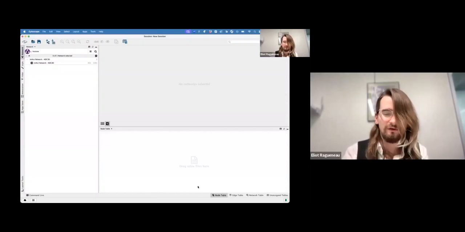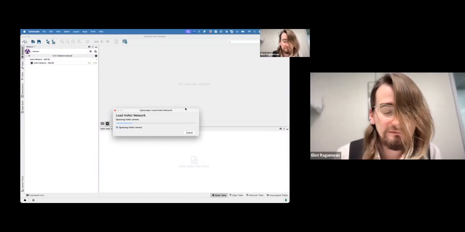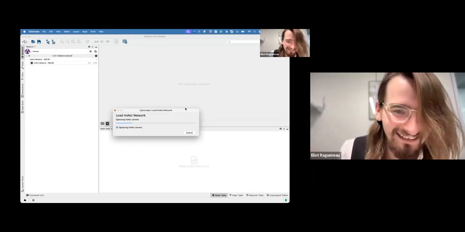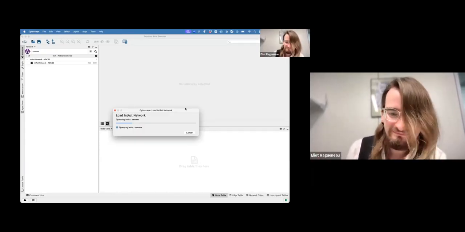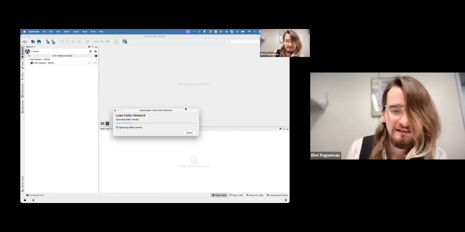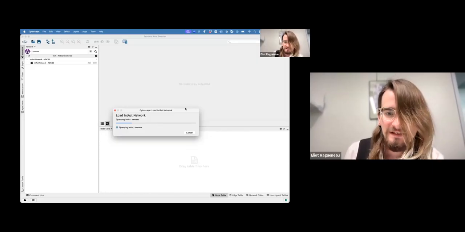Let's try to load all the histones from human. So we're querying IntAct and trying to build a network. It takes a bit of time.